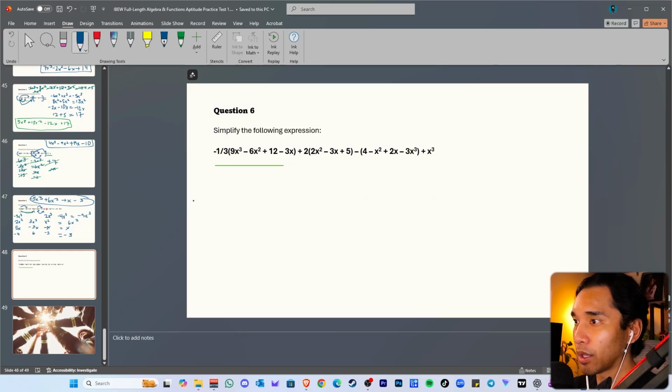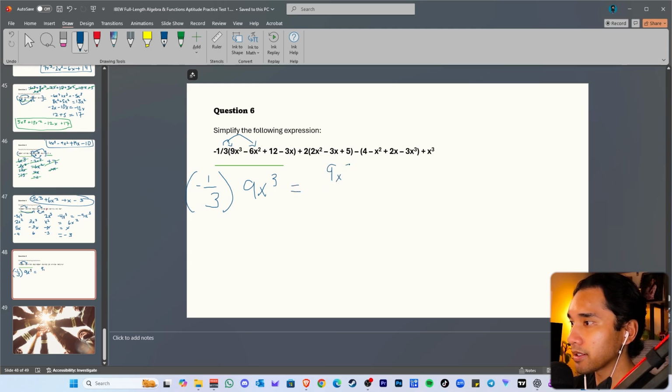Okay, let's just go over this slowly so you get the concept. Negative 1/3. We're going to distribute this negative 1/3 to here, and so on and so forth. Okay, negative 1/3 times 9x cubed equals 9x cubed over 3, negative, okay? And then what is 9 divided by 3? That equals 3, carry that negative. And then we have 3x cubed. This x cubed just comes along for the ride. There's nothing else we could do with it, okay? Then we have minus 3x cubed.